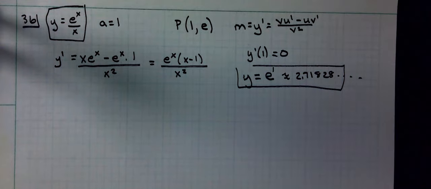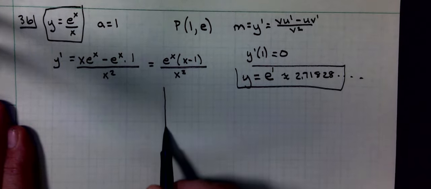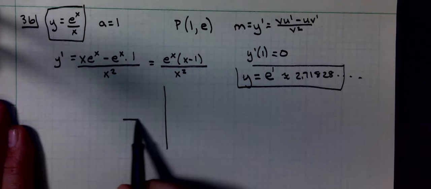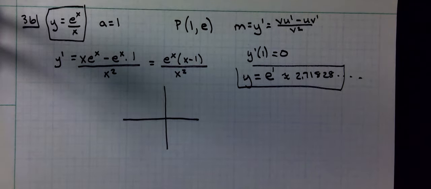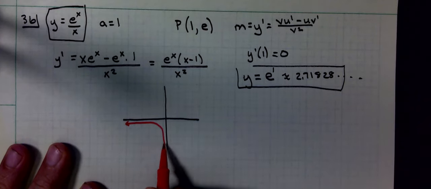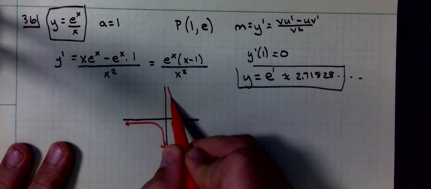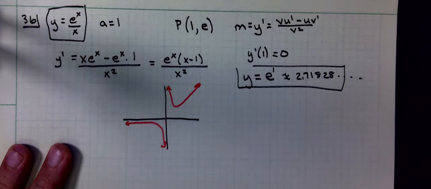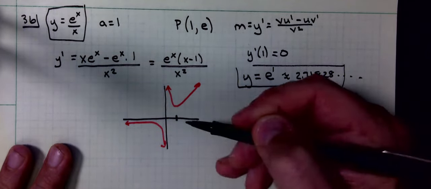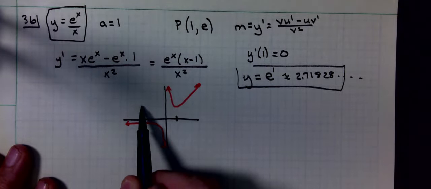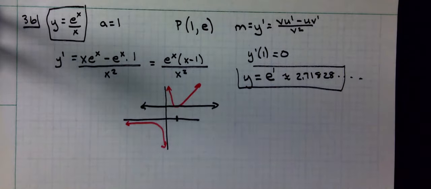Y equals e to the x divided by x. I'm going to give you a rough sketch of this graph. It does something like this. And this is that point 1 comma e. This is the tangent line it is having us find. Okay.